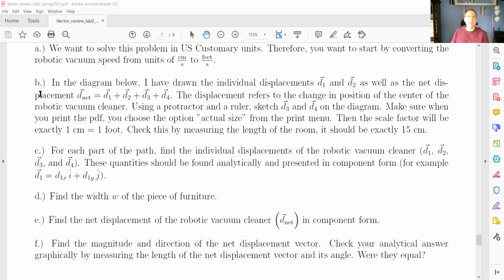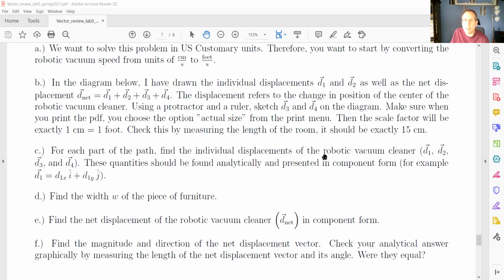Okay, second question. In the diagram below, I have drawn the individual displacements D1 and D2. So I started the process for you, as well as the net displacement, which is going to be the sum of all of your 4 displacements, D1 plus D2 plus D3 plus D4. The displacement refers to the change in position of the center of the robotic cleaner. Using a protractor and ruler, sketch D3 and D4 on the diagram. And a good thing, this should be exact.